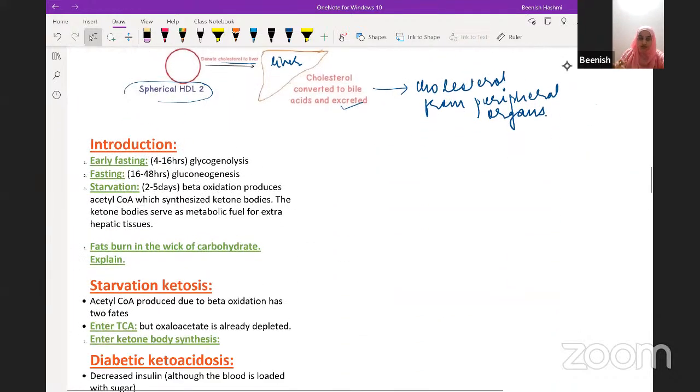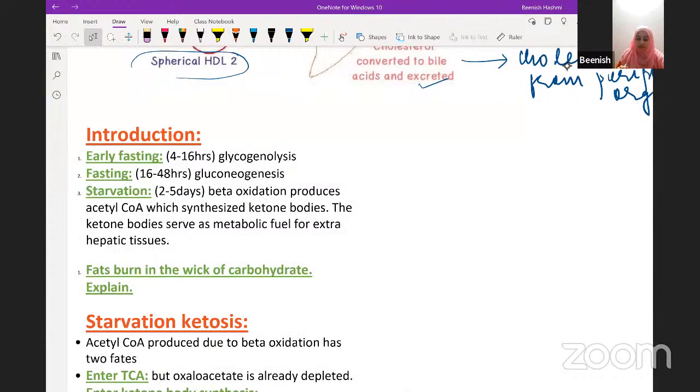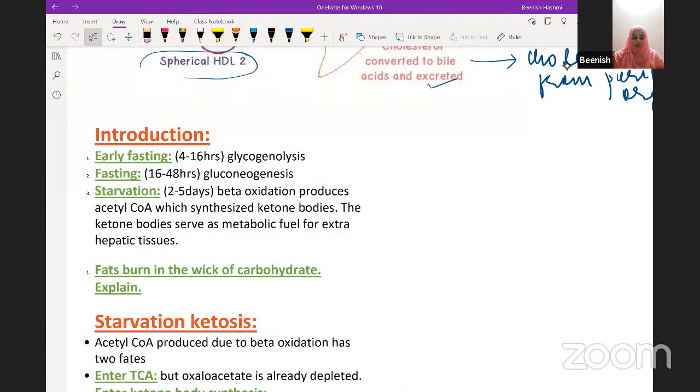Although this was taken yesterday, because of a connection issue, I thought I'll just summarize this once again. Okay. So beginning with today's class, that is ketone bodies.